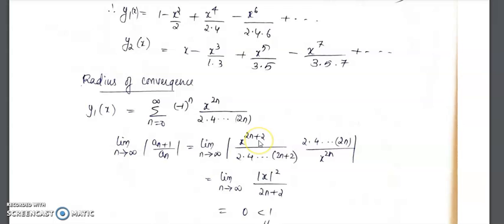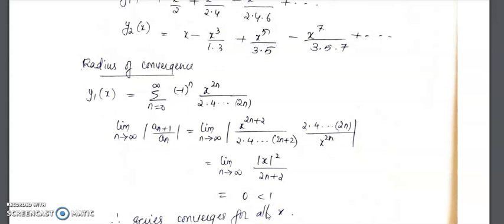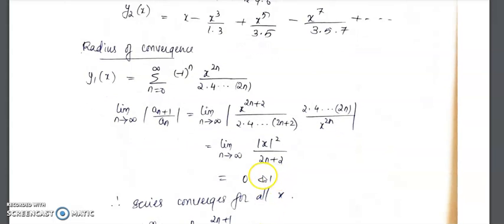So a_(n+1) will be x raised to 2n plus 2 by 2 into 4 etc. 2n plus 2, into 2 into 4 etc. 2n by x raised to 2n. So upon cancelling you will get mod x square by 2n plus 2. So when you take limit n tends to infinity, the limit will be 0, which is less than 1. So therefore by ratio test, the series will converge for all values of x.